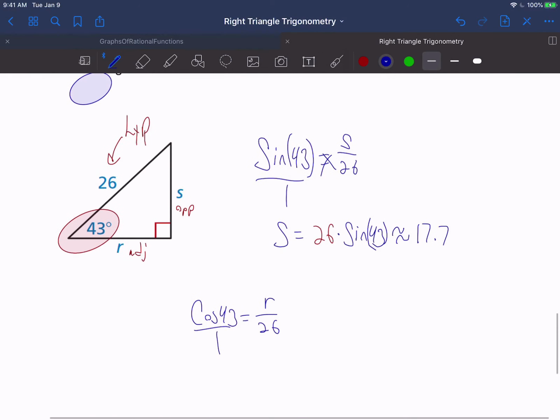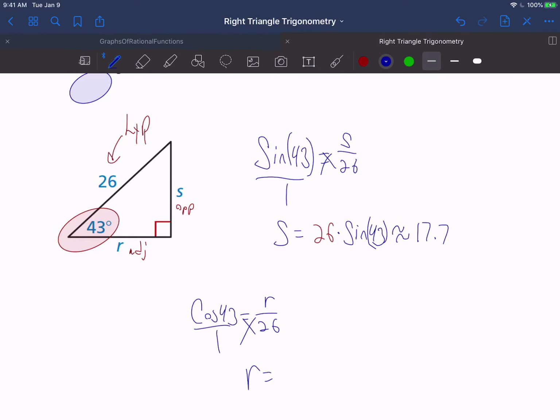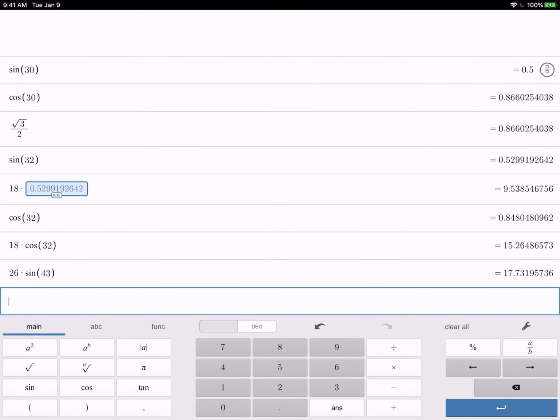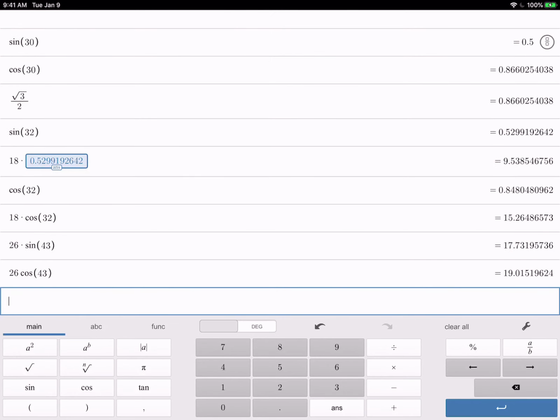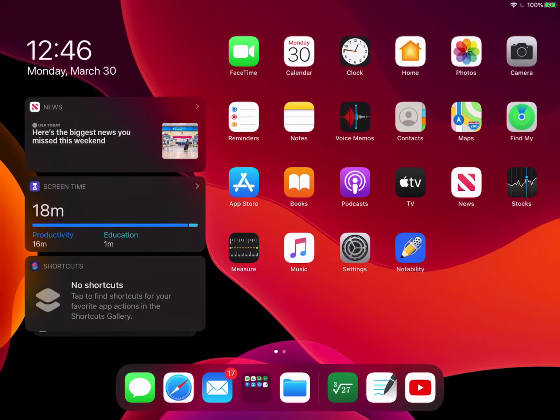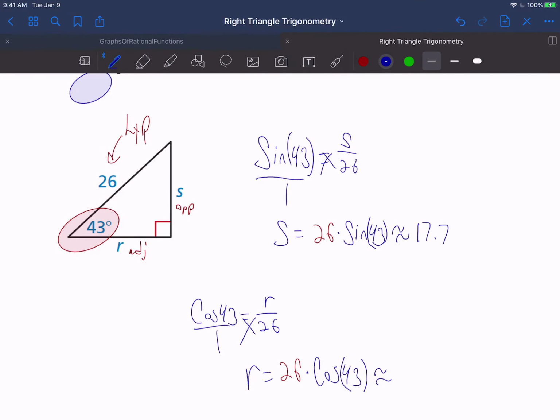Put that over 1, cross multiply, r equals 26 times cosine of 43. So that's the exact answer, but let's get the approximation. 26 cosine 43, 19.0. I don't really feel comfortable writing 19.0, so let's say 19.02. And there you go.